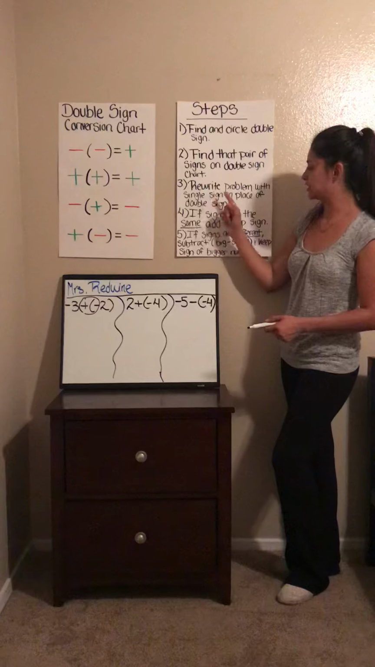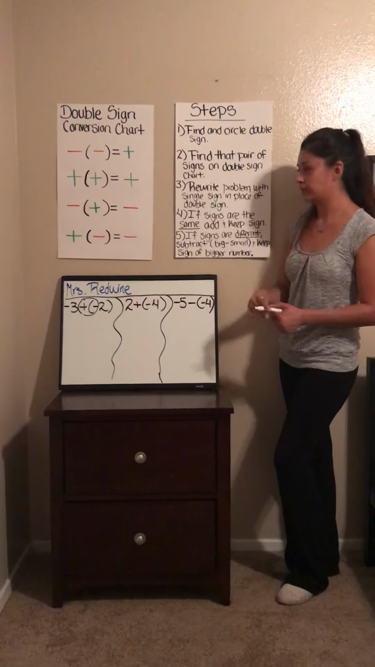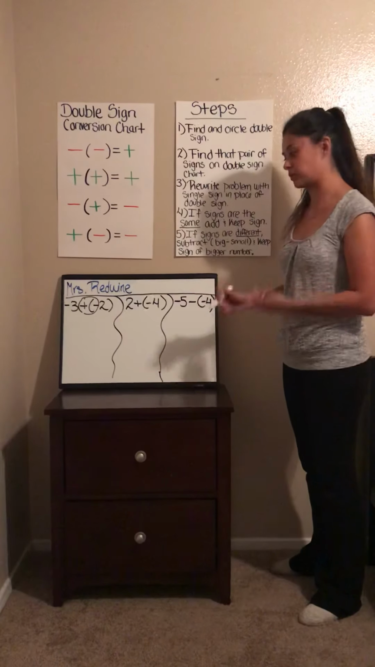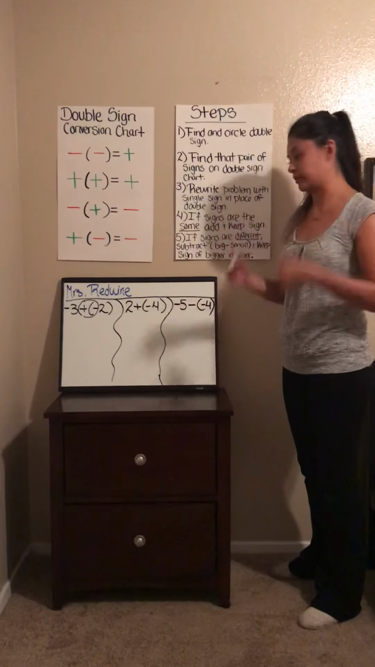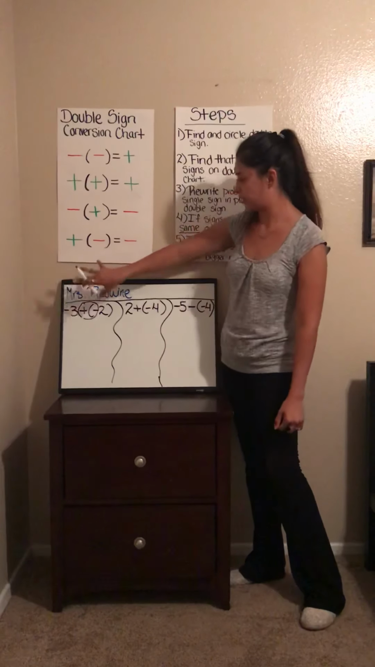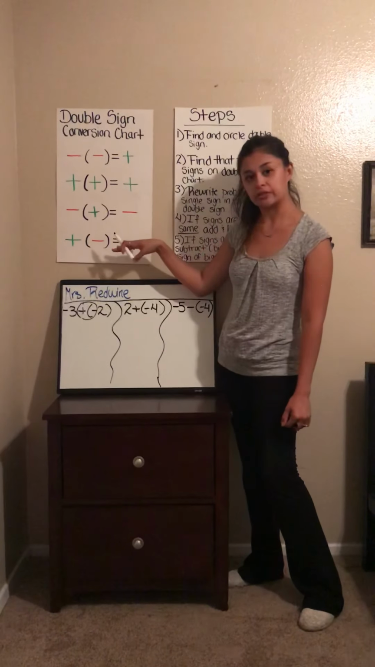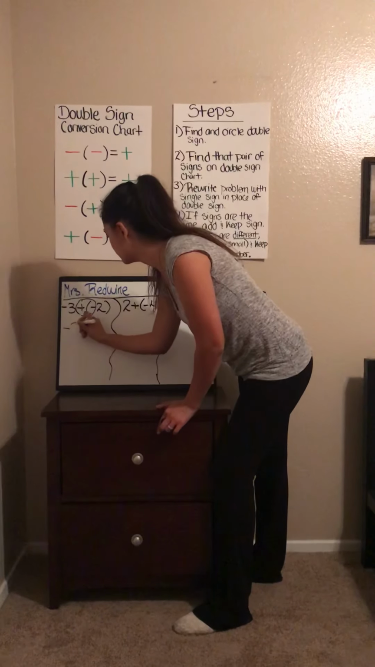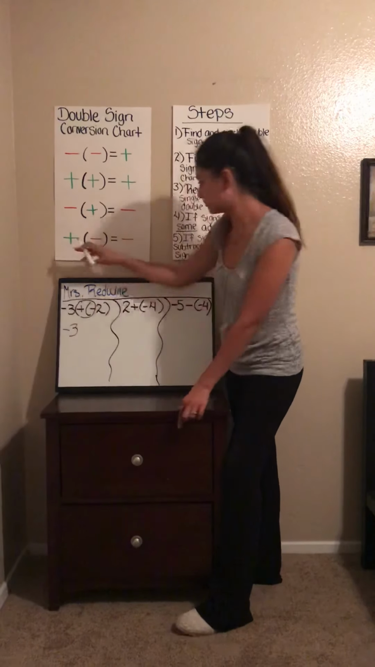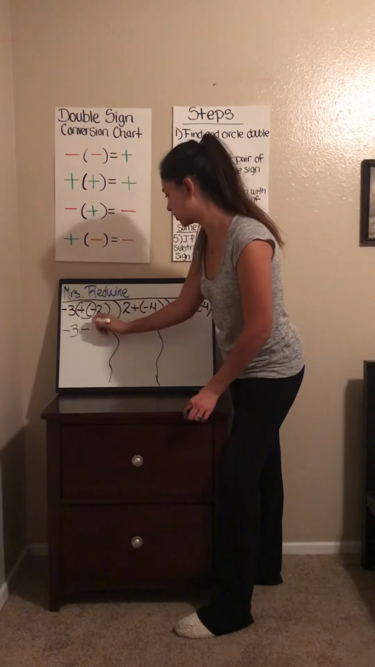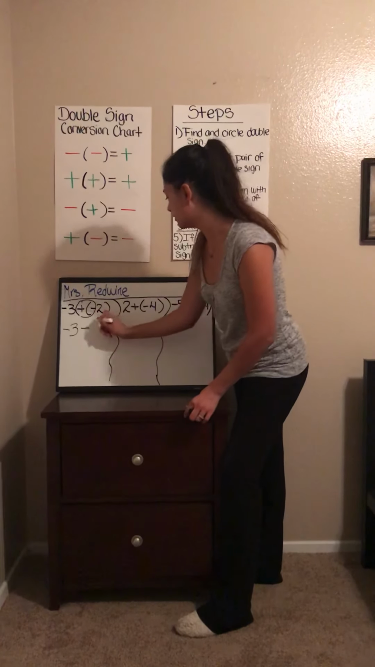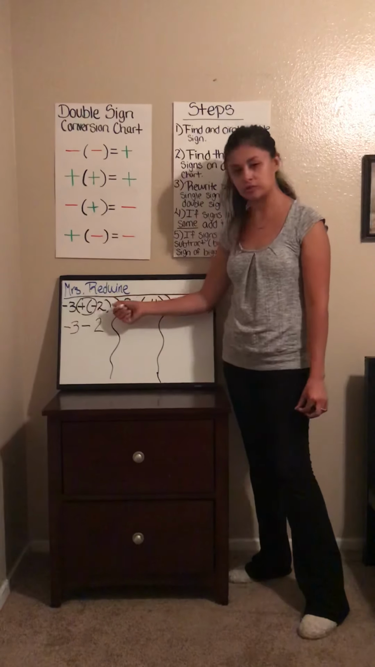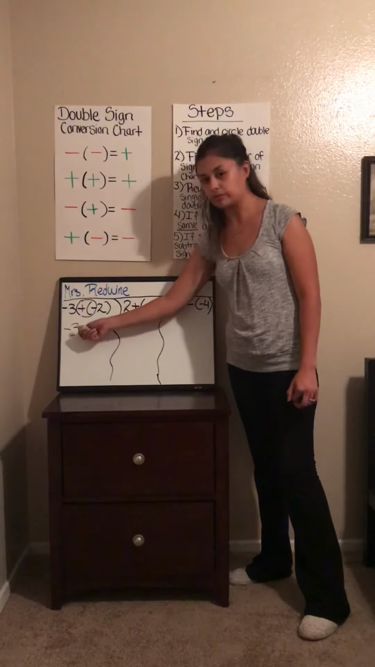Rewrite the problem with a single sign in place of the double sign. Again, we're trying to make it easier. We don't want to have all these signs and have it confuse us. So we want to break down the problem and convert it. We have our positive and our negative. That's going to be converted into our negative sign. So we're going to rewrite this: negative 3 minus 2. Now we rewrote the problem, so now we don't have two signs, we only have one. Negative 3 minus 2.